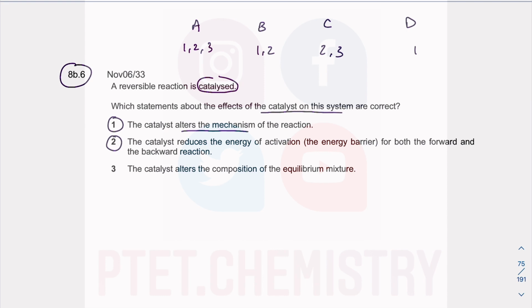And the last one is on catalyst changing the composition of the equilibrium mixture. So that is saying that the catalyst affects equilibrium position and therefore equilibrium composition, all right? So that is not true, because all the catalyst will ever do is to affect the rate. It does not affect equilibrium, okay? So you need to be very careful of rate versus equilibrium.